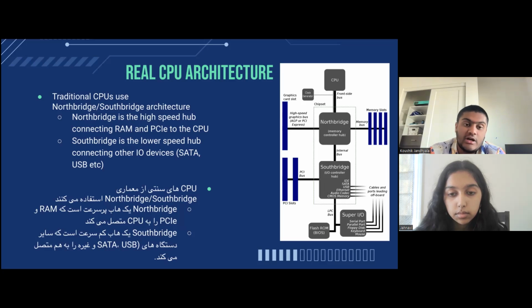The Southbridge is the lower speed hub. It connects slow I/O devices such as SATA and PCIe to the CPU.